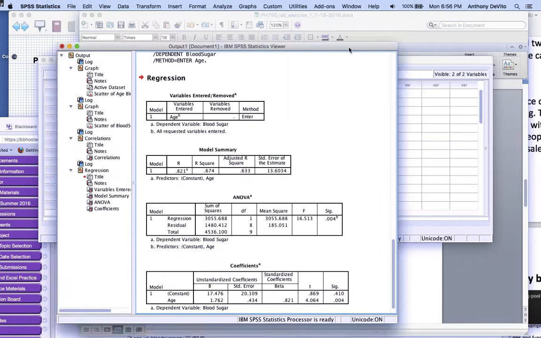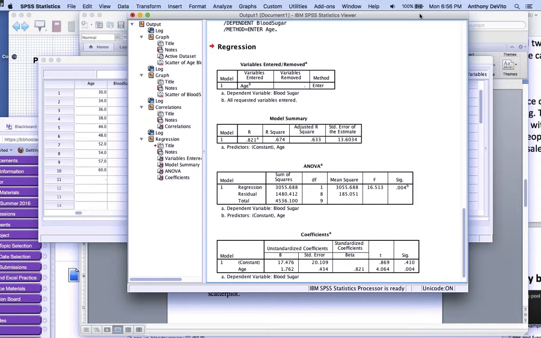You guys remember what Pearson's R value was? It was 0.821, right? It recalculated the correlation, and here it is, 0.821. It also calculated a statistic called R squared, which is just 0.821 times 0.821, and it stuck that there. That's a value called R squared. We're going to come back to that value in a moment.